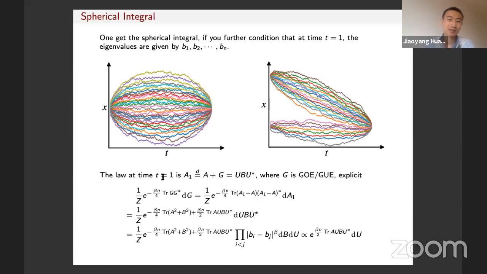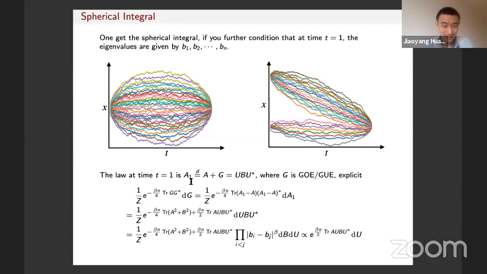I mentioned that you get the spherical integral in this way. It is because when t equals 1, the matrix valued Brownian motion A1 has the same law as A plus G, where G is GOE or GUE. We can do an eigenvalue decomposition and write it as U B U star. Then because G is a GOE or GUE, the density for the matrix G will be e to the minus beta n over 4 trace of G times G star. This trace of G times G star is just the sum of the squared entries, so it is just the density for the Gaussians.